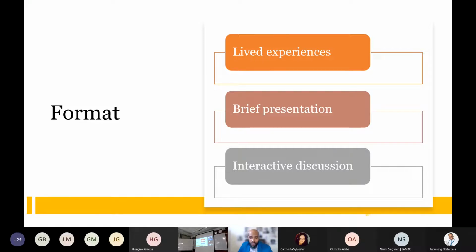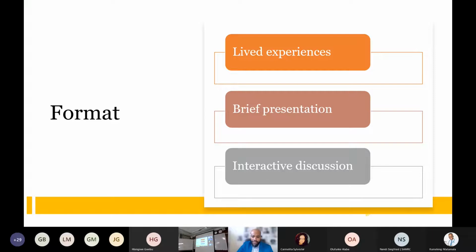Now, like probably most of you, I don't like to be talked at. I prefer to be talked with. And so the format, I'm hoping, will be that we will start with a very interactive session, and I'm calling it lived experiences, where I present a real life case scenario, and I would ask, what would you do if you were in that circumstance?